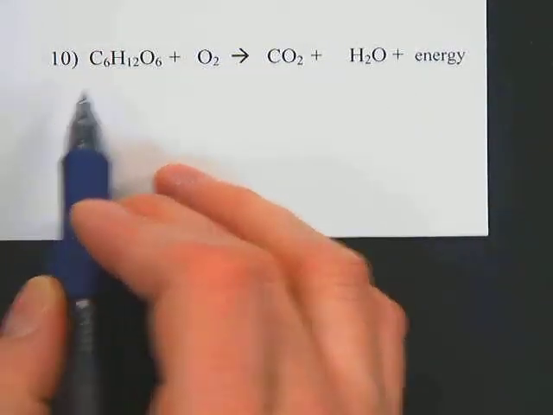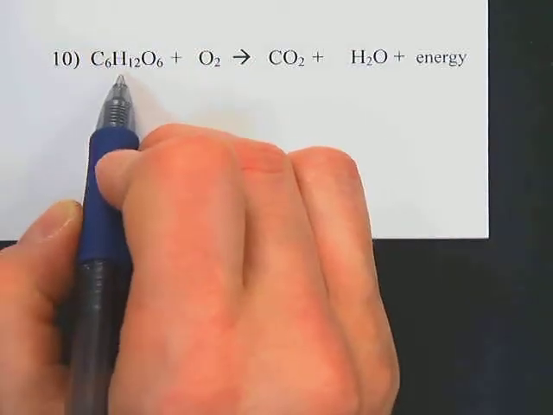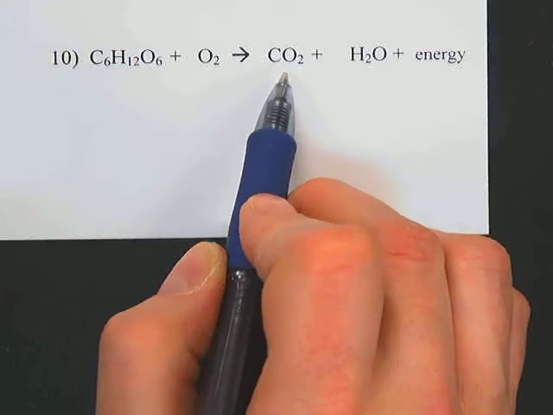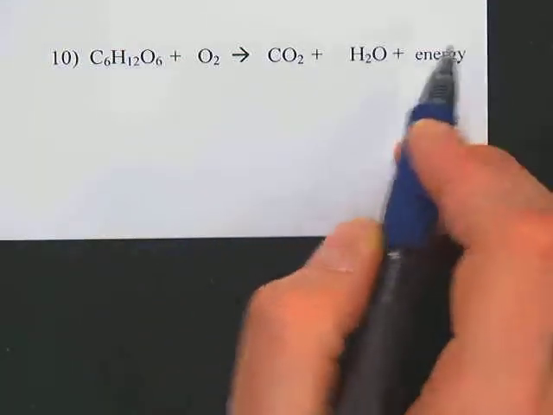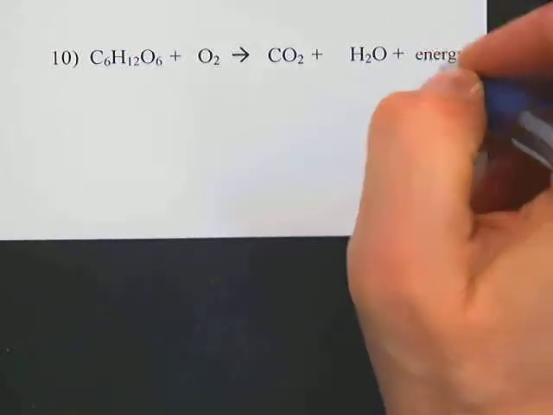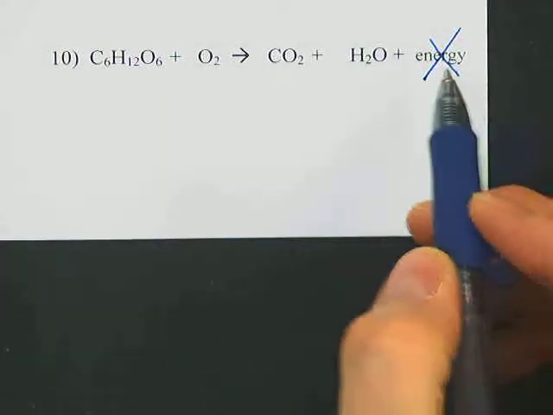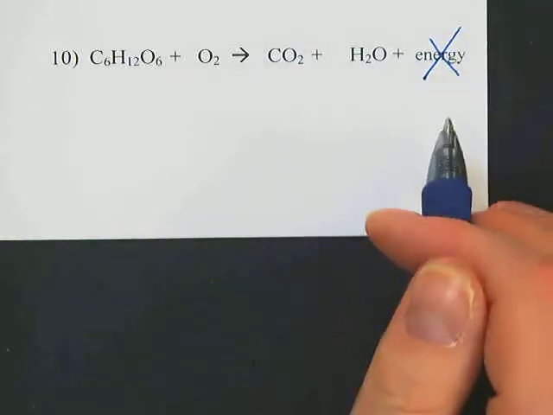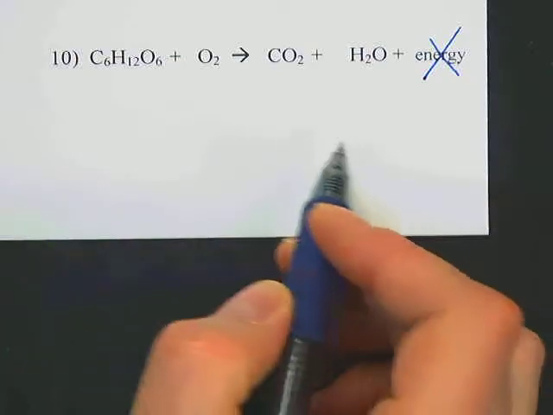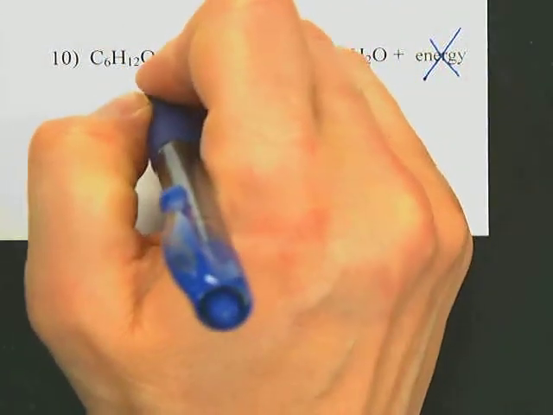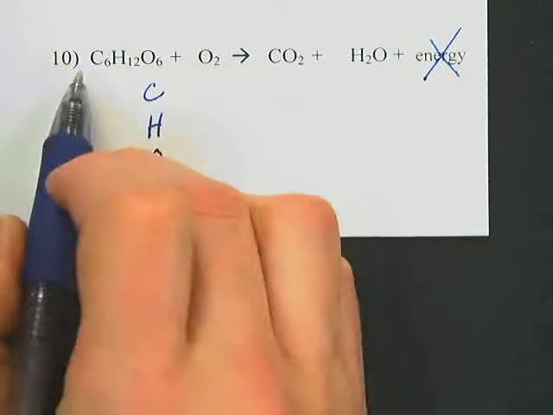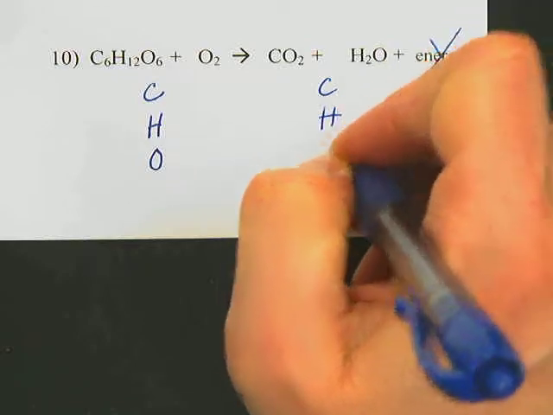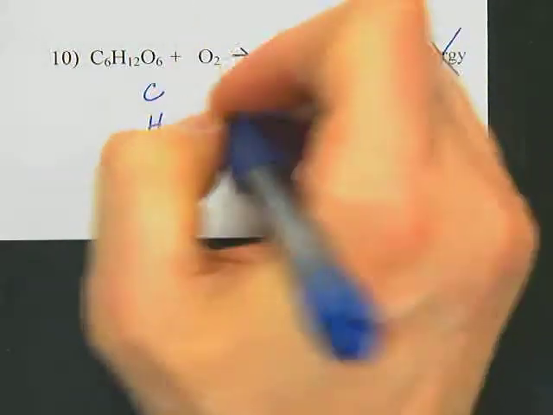The last one is an example that we've done before, or that you should have done before on this worksheet. So this is the reaction for cellular respiration. C6H12O6 is glucose plus oxygen, gives us carbon dioxide and water plus energy. Remember, when we're doing balanced chemical equations, energy does not factor in. Energy is not made of atoms, so it's not technically a product or a reactant. So we can completely ignore that. But we do still need to deal with all of the actual elements.